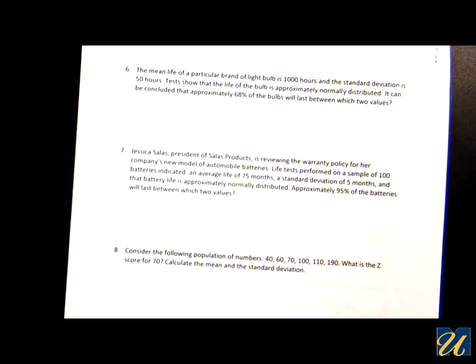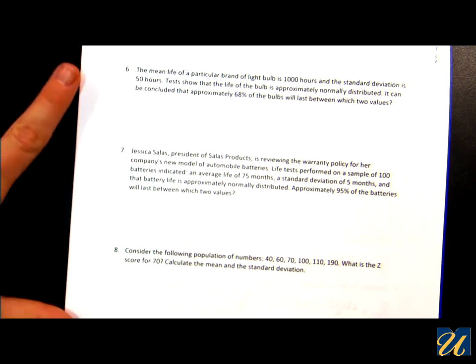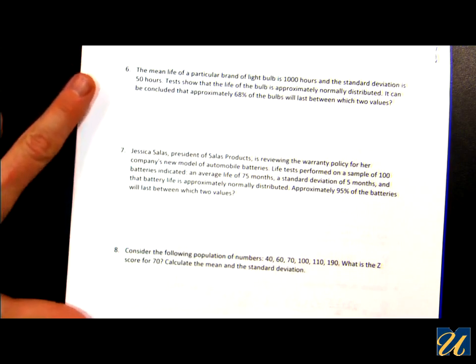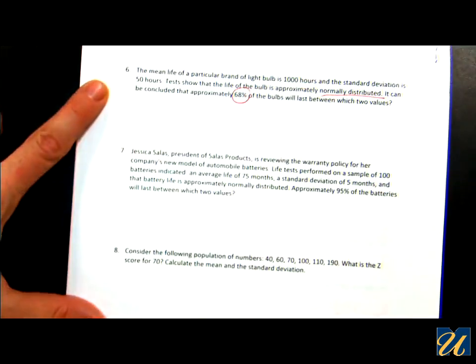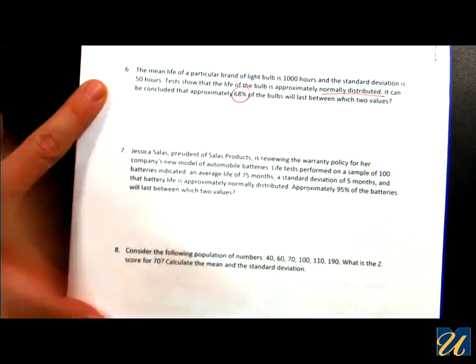Now, for problem number 6, the mean life of a particular brand of light bulb is 1,000 hours, and the standard deviation is 50 hours. Tests show that the life of the bulb is approximately normally distributed. It can be concluded that approximately 68% of the bulbs will last between which two values?